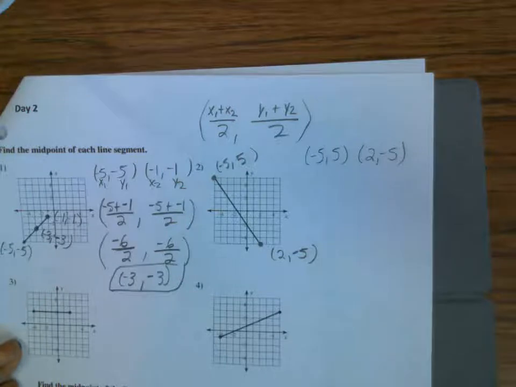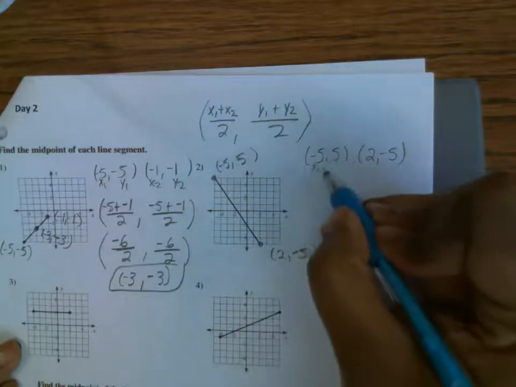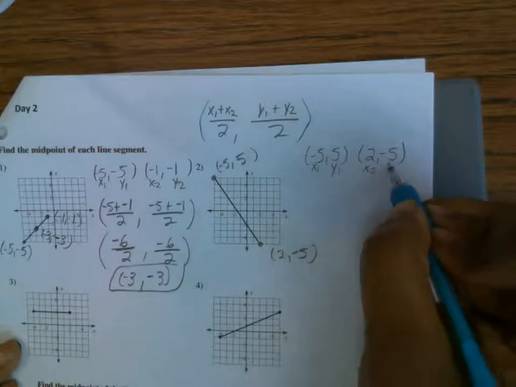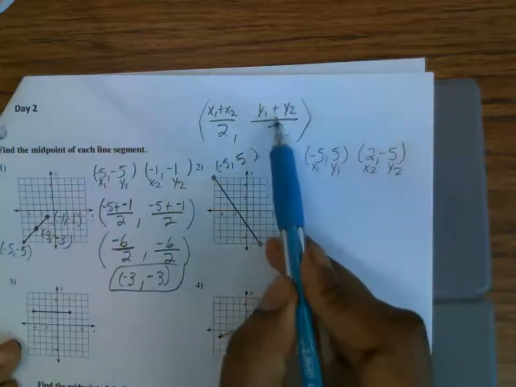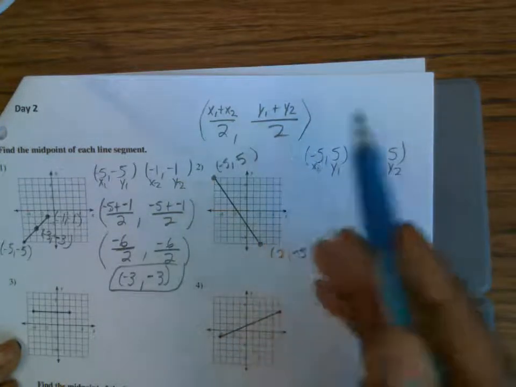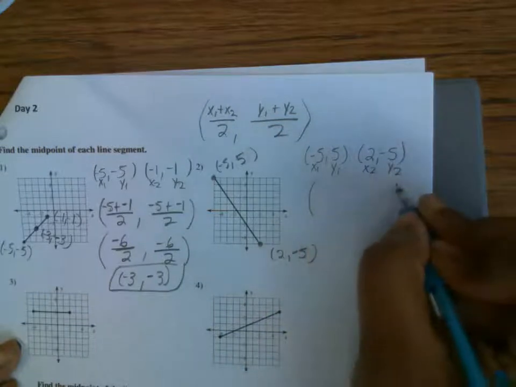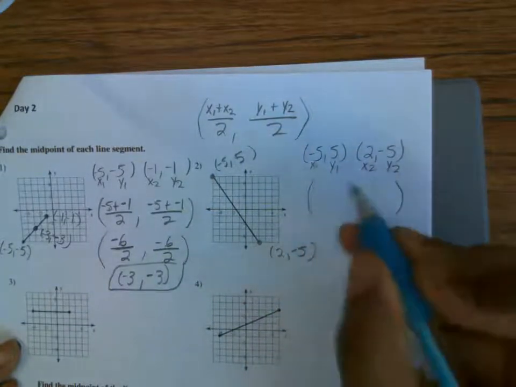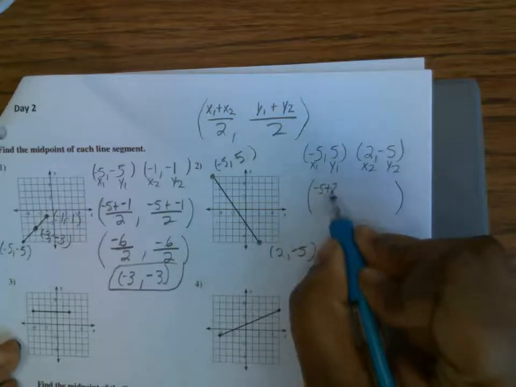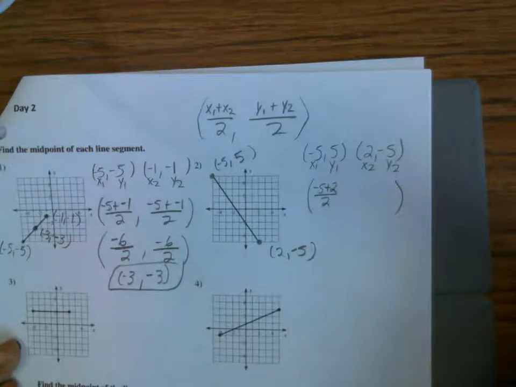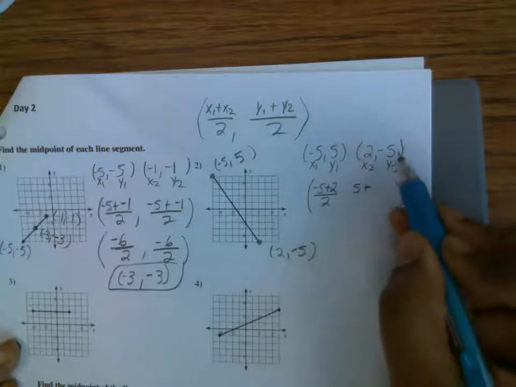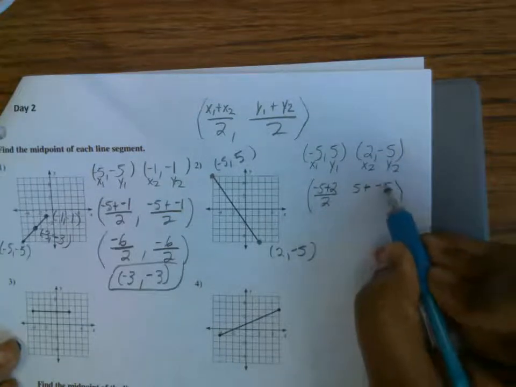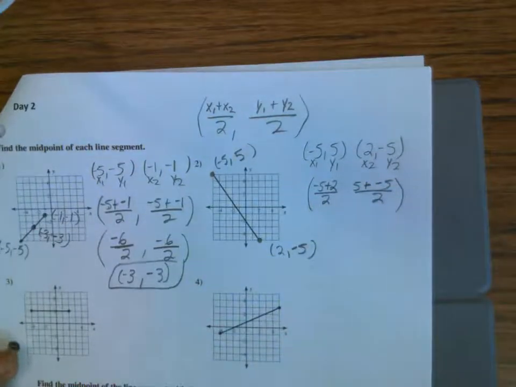For the midpoint, we're going to add our x's together and divide by 2. Then we add our y's together and divide by 2. So here, our x is negative 5 plus 2, then divide by 2. Then add your y's together: 5 plus a negative 5, divide by 2. Okay.